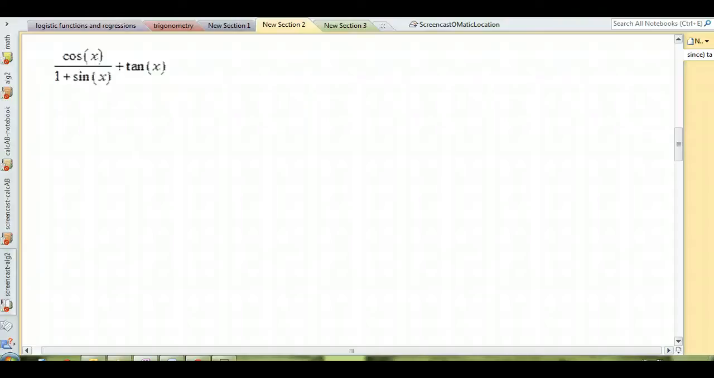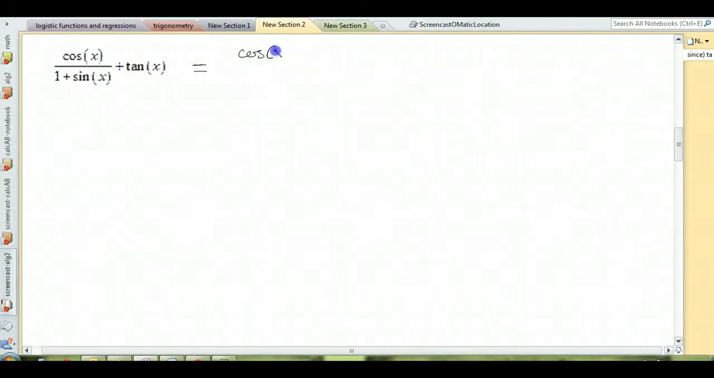Okay, here's another video on simplifying trigonometric expressions. So you remember the idea: express everything in function of sine and cosine. So I need to simplify this expression. Alright, well, let's see. So it's going to be equal to what?